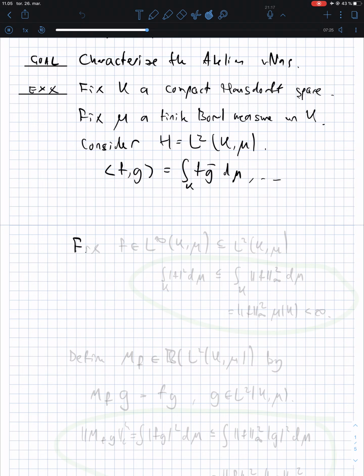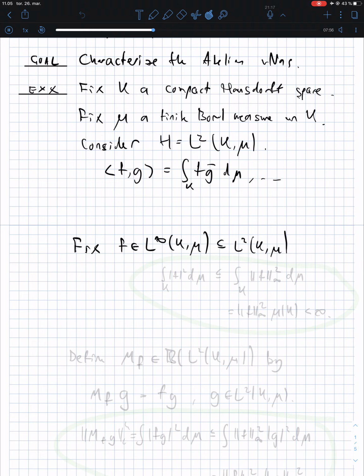Now let's fix some f, which is an L infinity function on K, mu. Right? So what this means is that it's a function which is bounded almost everywhere relative to the null sets of mu. And it's going to be important for us later, so let me point this out right away, that this sits inside L2 of K, mu.